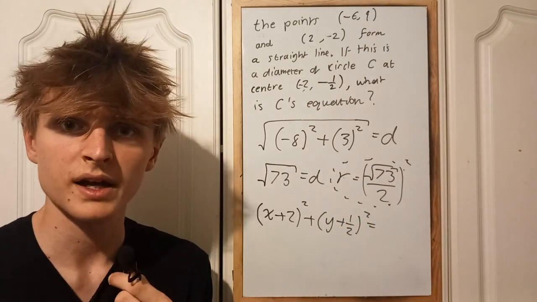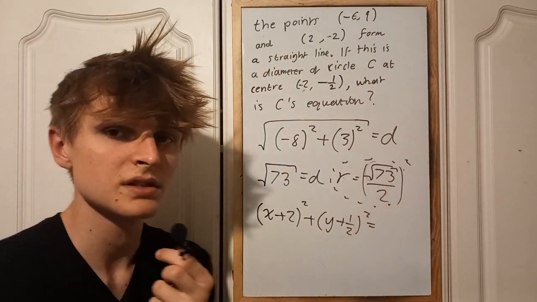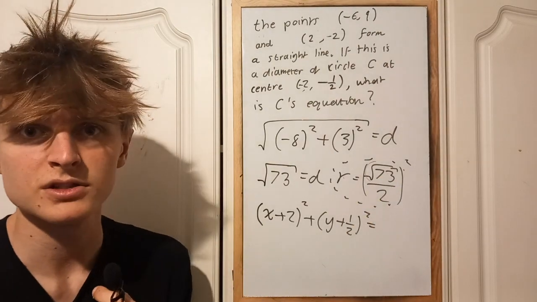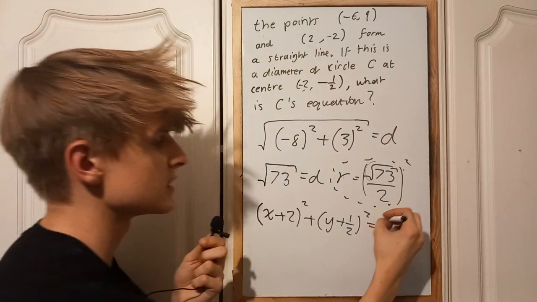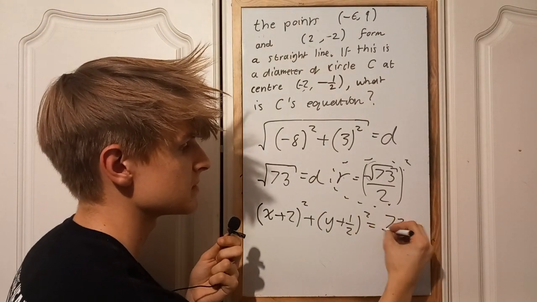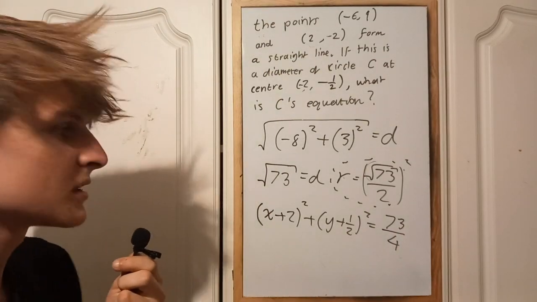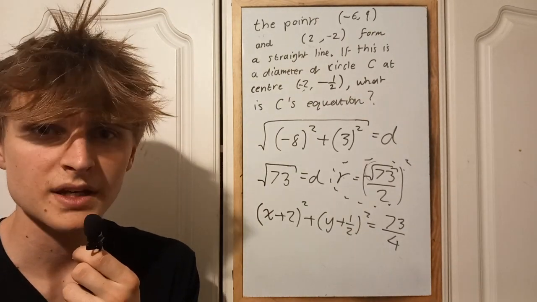So, remembering how laws of indices work, we can just distribute the squared to the numerator and the denominator individually, and we'll get root 73 squared, which by definition is 73, obviously, and the denominator squared is 4. And so we're going to set that equal to the radius squared, which happens to be 73 over 4. Really, really horrible equation of a circle, but an equation of a circle nonetheless. Okay, on to the next problem.